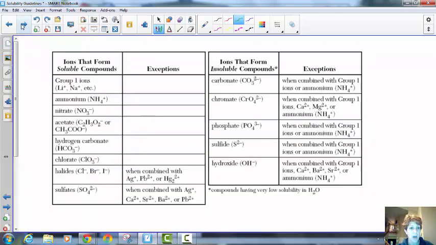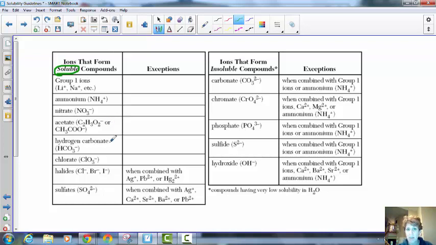So I thought we would do a couple together. Here's what the table looks like. So on this side, you'll notice it says ions that form soluble compounds. So these ones will all dissolve. Anytime you have a group 1 ion, it will dissolve in a solution. Same with ammonium or nitrate or acetate or hydrogen carbonate.